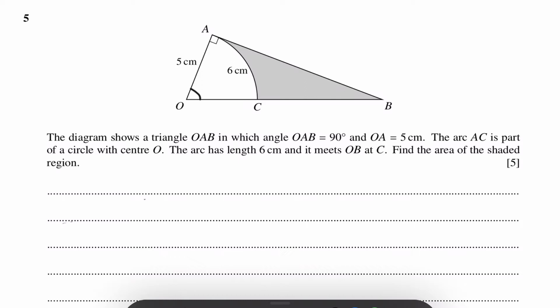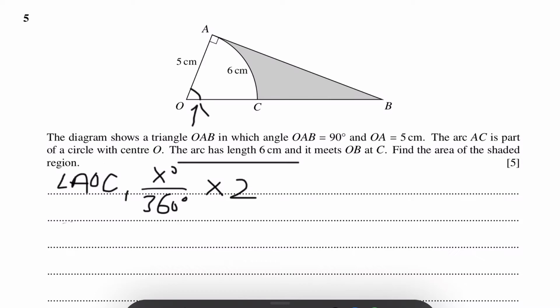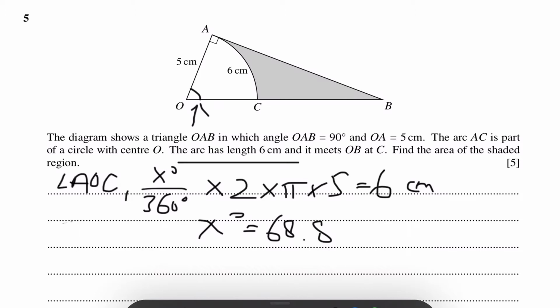What I want to find first is the angle AOC, which is this angle right here. And to do that, I will use the arc length of 6. So x over 360 multiplied by 2 pi 5 is equal to 6 centimeters. Your x will be 68.8 degrees.